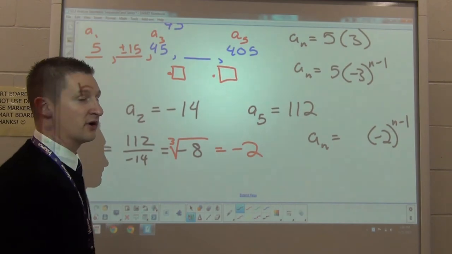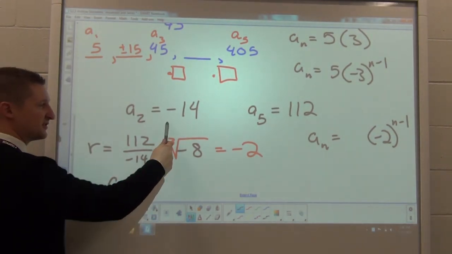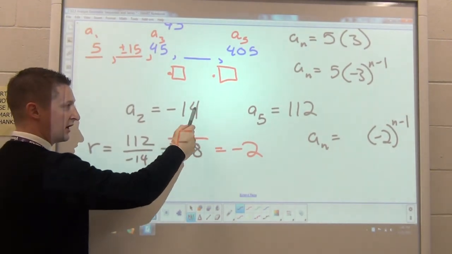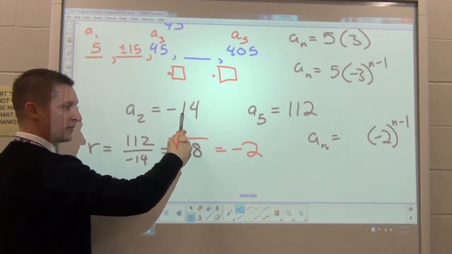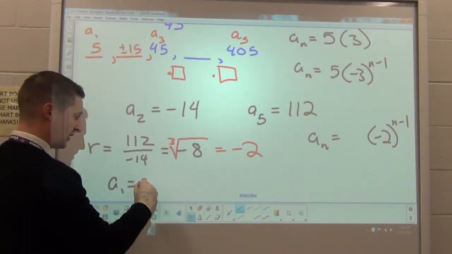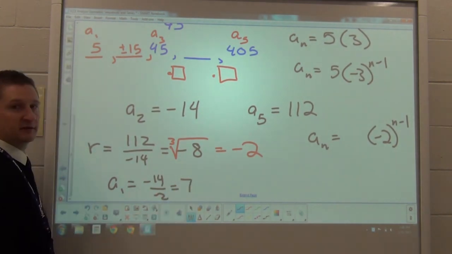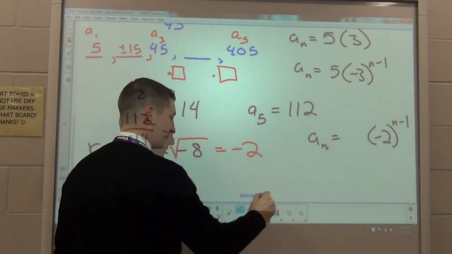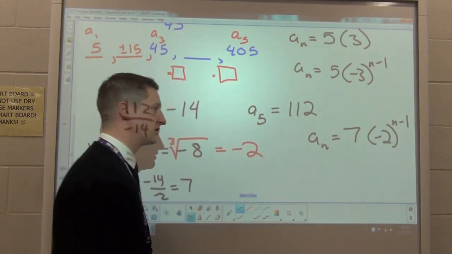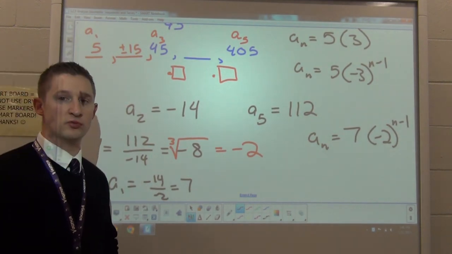Now the thing I still have to figure out is what the first term is. Well, I had the second term, right? So let's back up. In order to get negative 14, I'm going to divide by that common ratio of negative 2. Negative 14 divided by negative 2 would be positive 7. So 7 is the first term in my sequence. So 7 times negative 2 to the n minus 1 power would be my rule. That's the end of part 2 of the lesson.